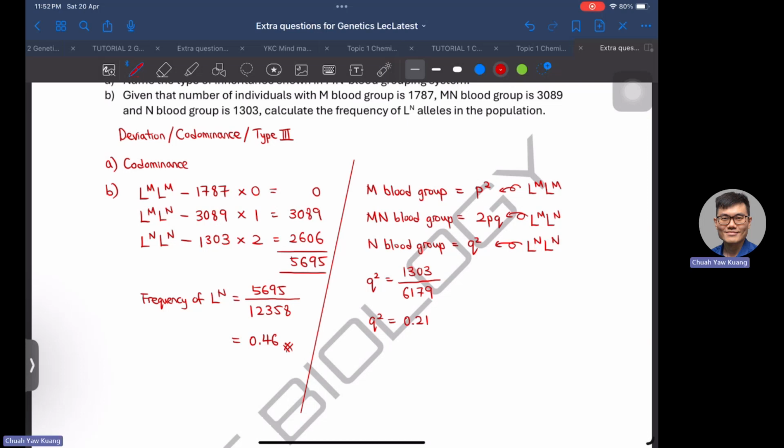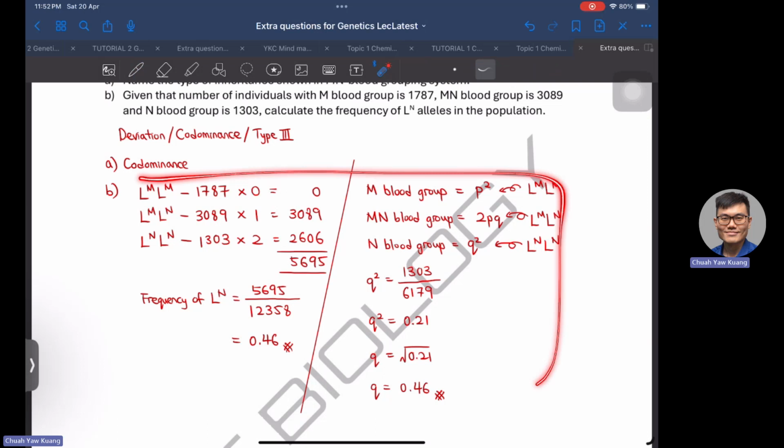Okay, so we will solve the equation. Q equals the square root of 0.21. So that would be 0.46. Yeah, so it's the same answer. Okay, it's 0.459, right? So we make it 2 decimal points only, which is 0.46. So yeah, different way, but still you will get the same answer.